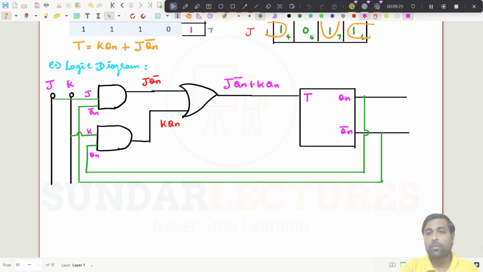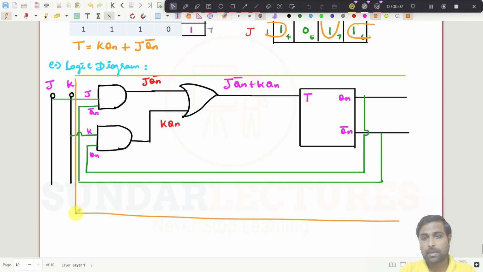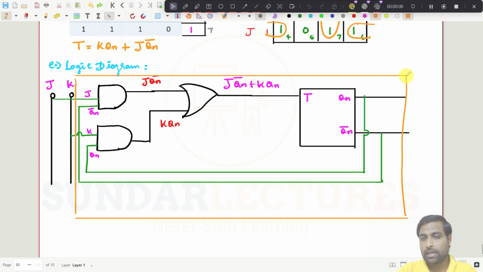So the point is, what is this one? From this point to this point, from here, and you have to connect here. Will you connect this one like this? So what is this one? Simply, this is actually a JK flip flop.